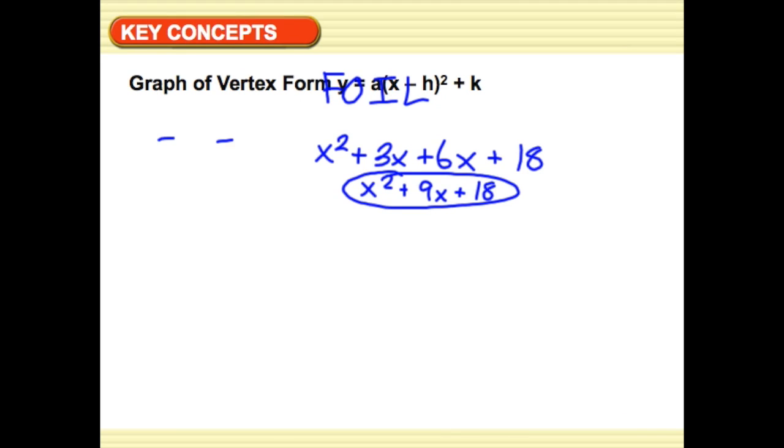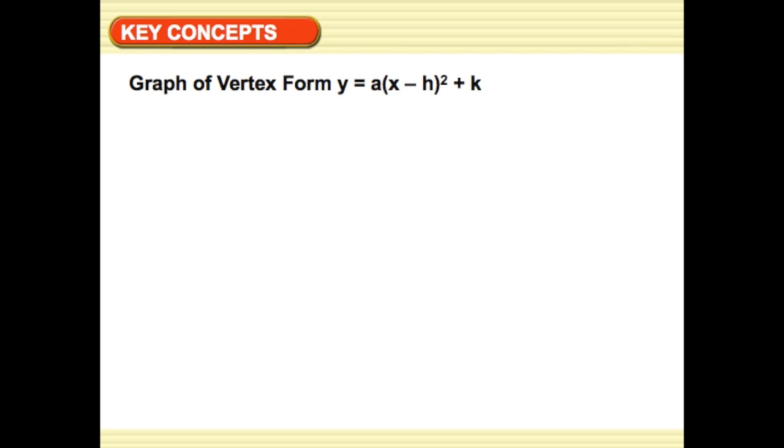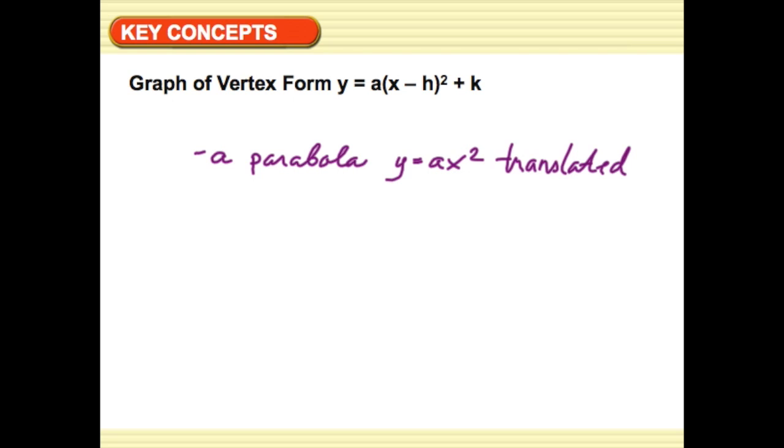So we're going to graph the vertex form, y equals a times x minus h squared plus k. This is a new formula. And what you need to know is that the graph of this particular function is a parabola of y equals a x squared, and it's translated. So what does that mean? It's shifted throughout the graph.